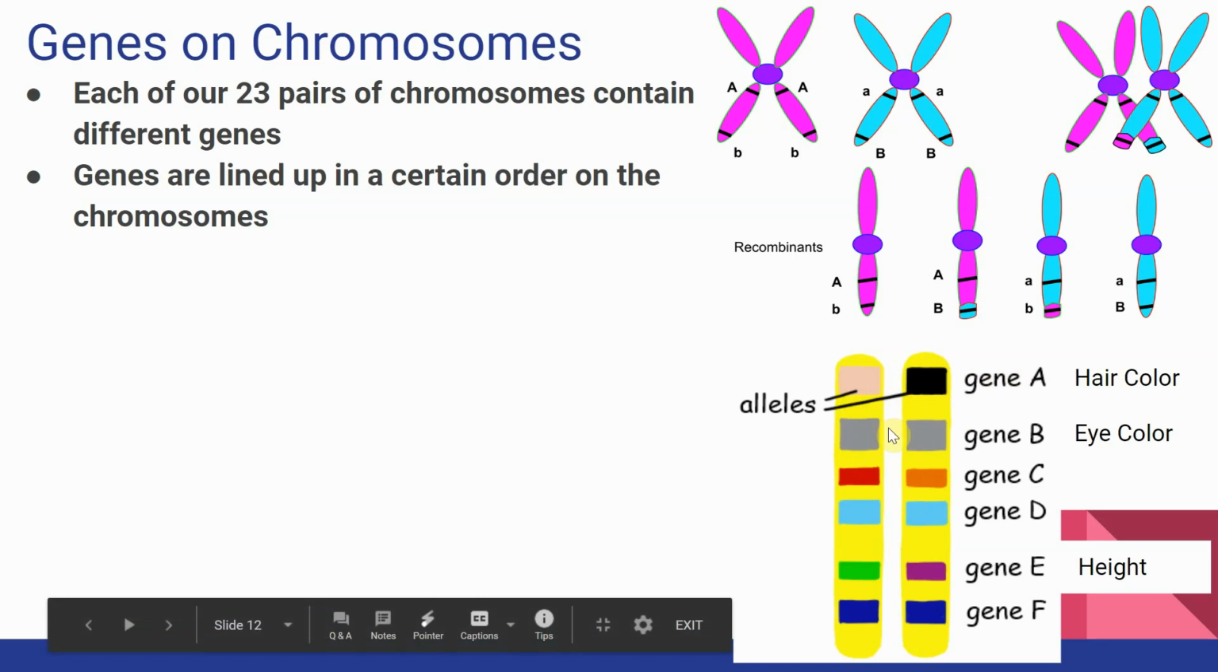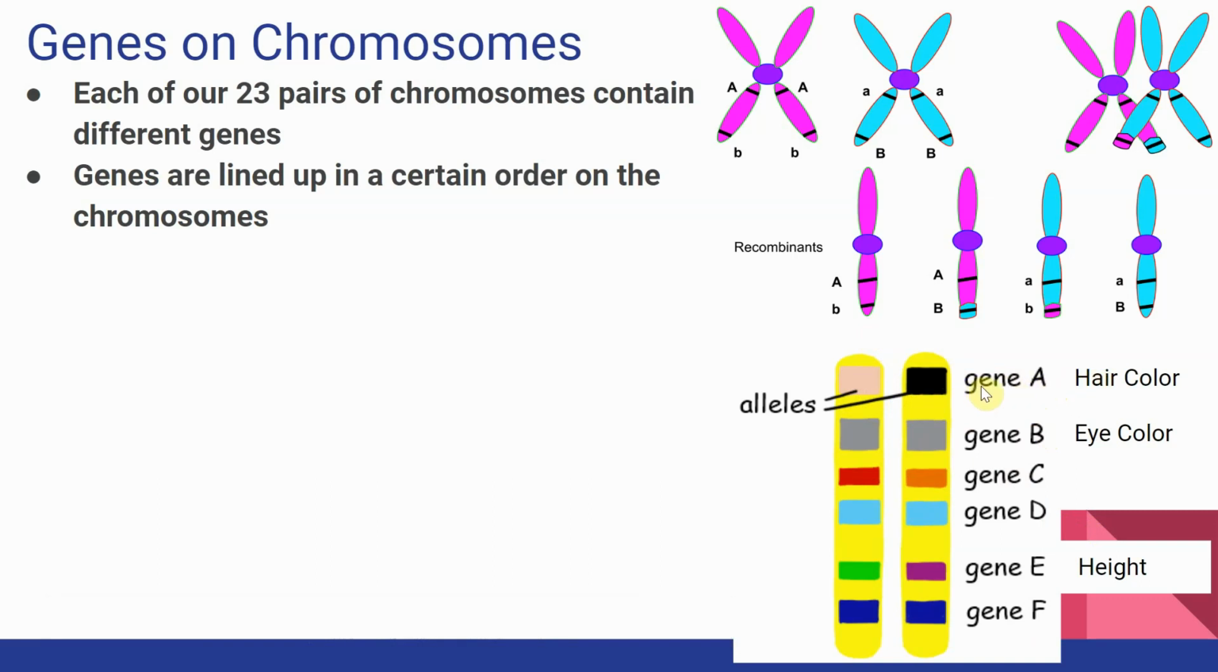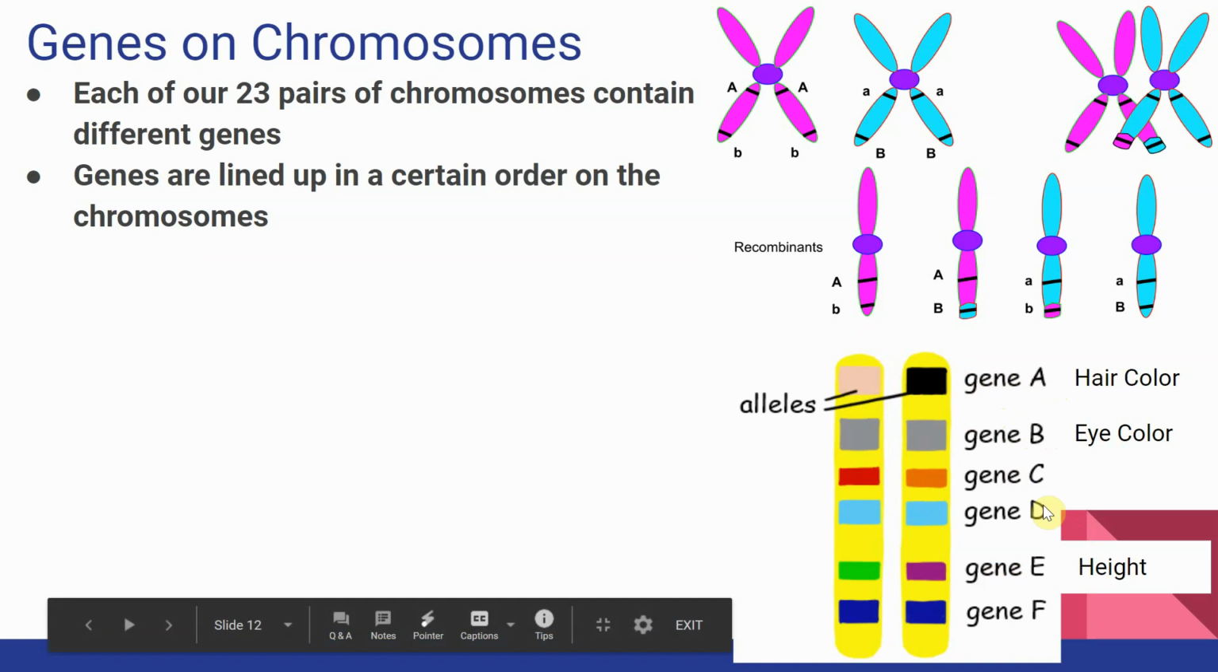So for example, gene A is here, gene B, gene C, D, E, F. They're all going to be on the same chromosomes. So for example, we can think of gene A being hair color, gene B being eye color, and gene E being the height gene. So when we look at both of our chromosomes here, they're in a homologous pair together, and the genes are going to be in the same order. So it's A, B, C, D on the first chromosome and A, B, C, D on this other chromosome. So it's important to keep in mind that the order that genes fall in on a chromosome stays the same.